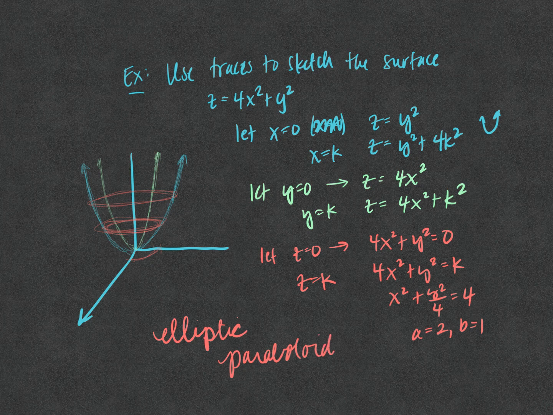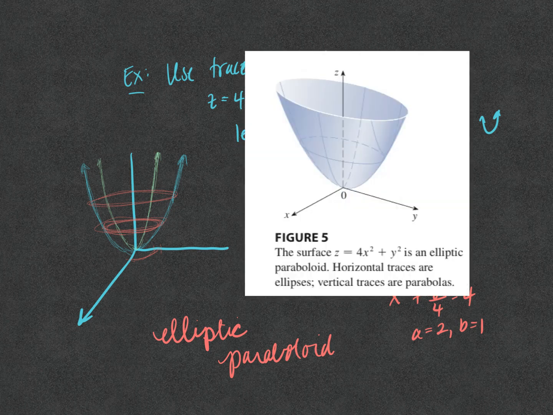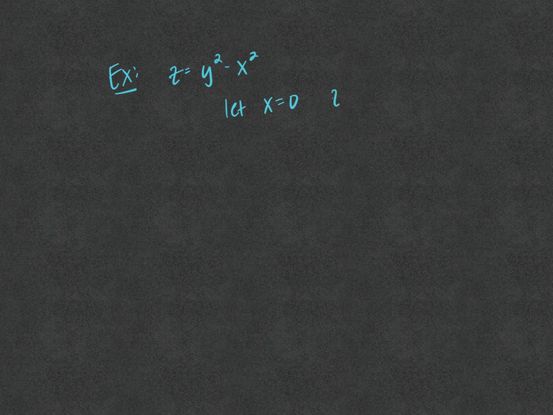Now let me bring in the pretty picture because it's helpful. So you can kind of see the trace markings happening, the two parabolas as well as the ellipse in the middle. All right, let's look at this example. It says z equals y squared minus x squared. So let's start off with, let's let x equal 0. So that means z equals y squared. So when x equals k, we get z equals y squared minus k squared.